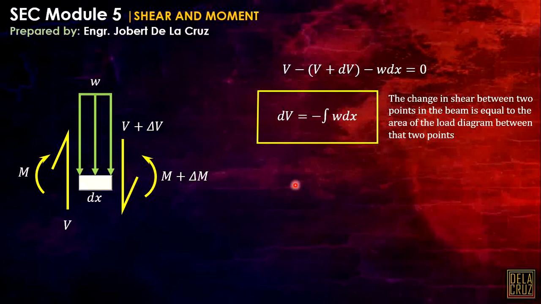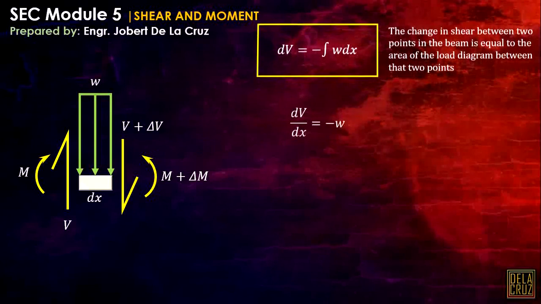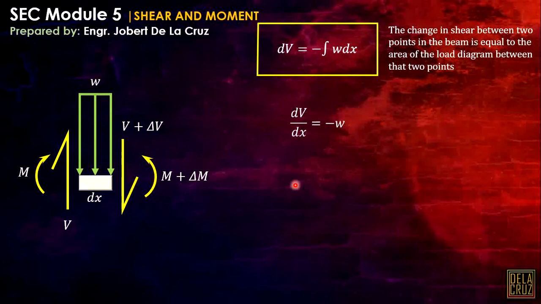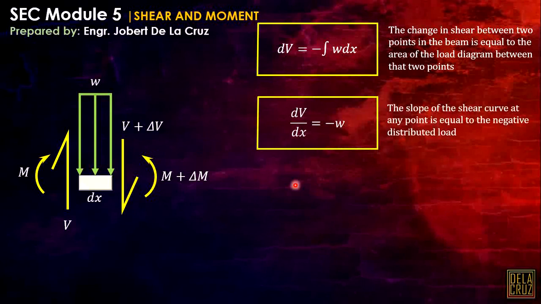Now similarly, if we cross multiply that dx here, it will create the slope, dV over dx. So the slope of the shear curve at any point is equal to the negative distributed load.